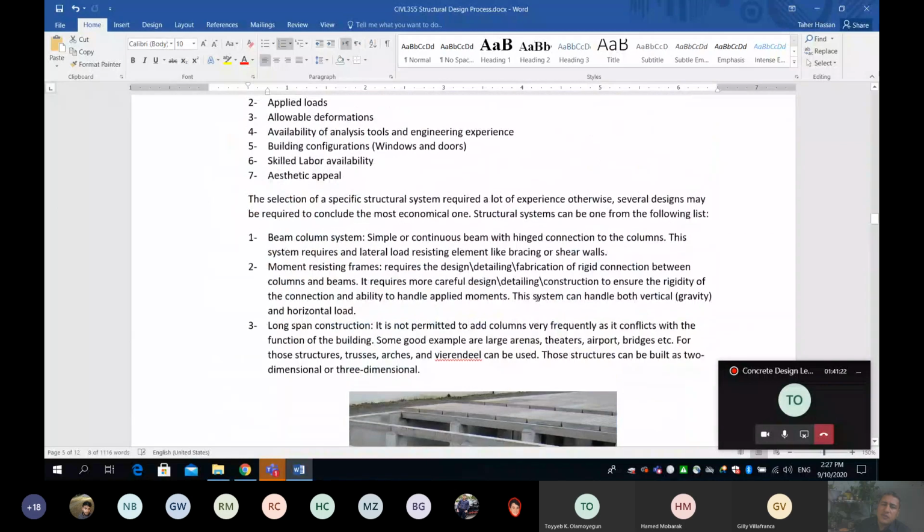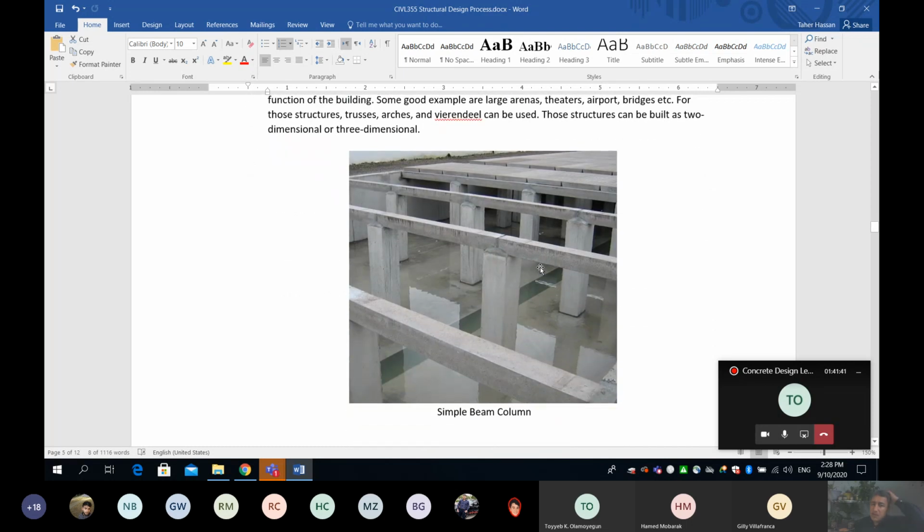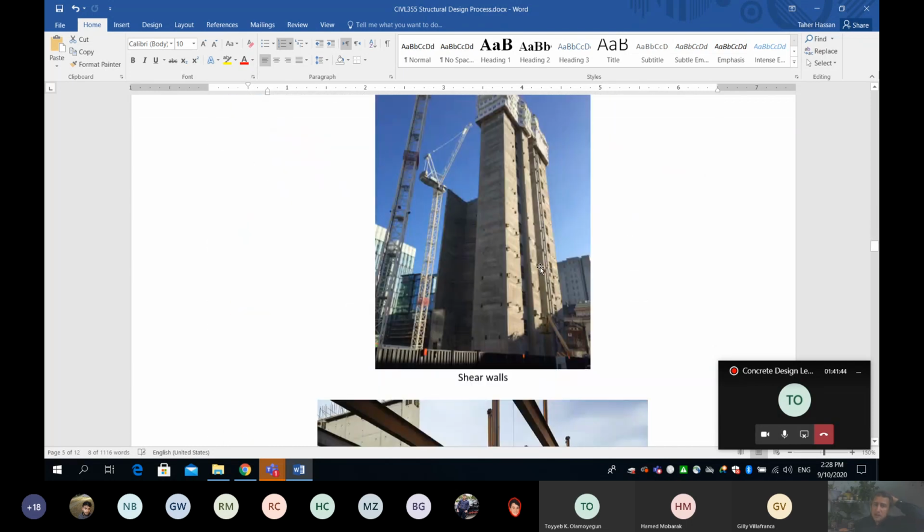Please, when you study this document, just read that we have simple beam, continuous beam, moment frame, and also long span, which could be truss, arch, Vierendeel. And by the way, we have cables. The cable and the suspension cable is also another one, but I didn't include it here. It's kind of very complicated. Okay, so let's move on.